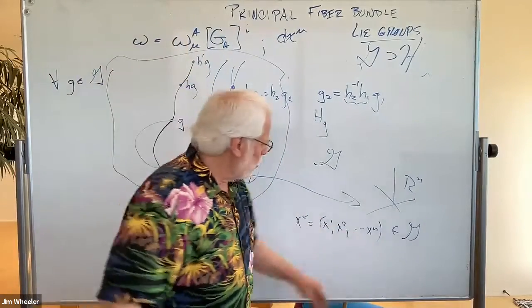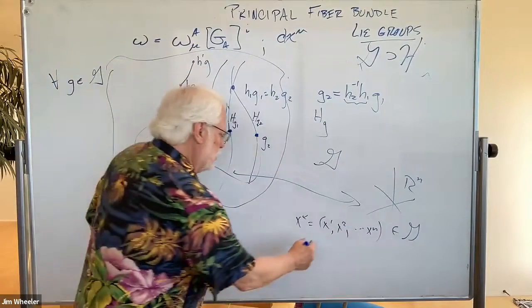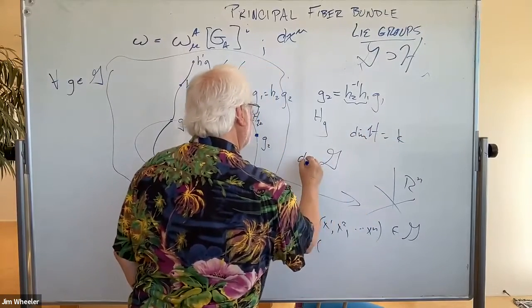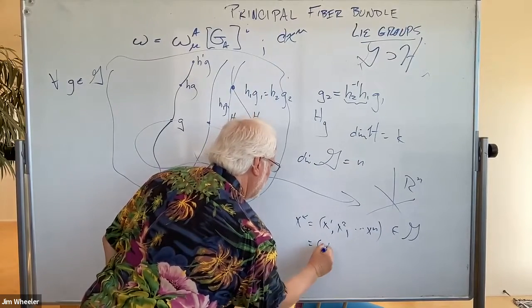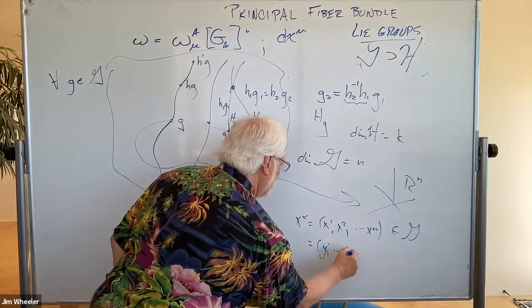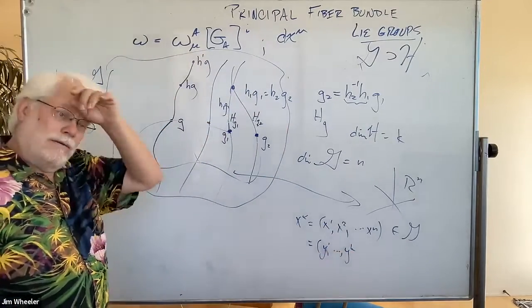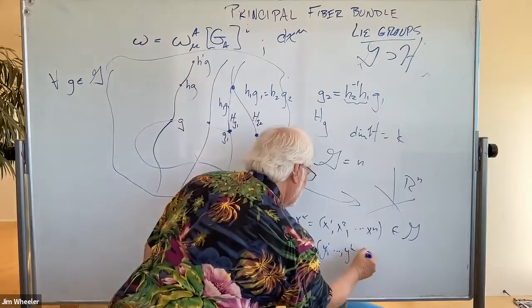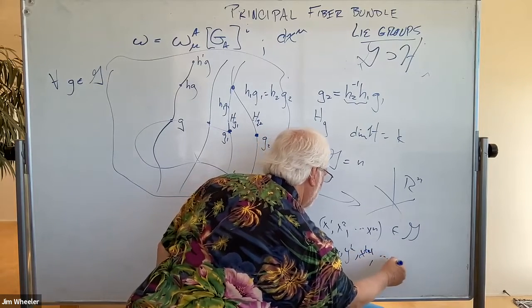Okay. So here are coordinates. But since H is also a group and therefore a manifold, you can choose the first... suppose the dimension of H is K and the dimension of G is N. You can choose, let's call them Y1 through YK, the first K elements here, to be coordinates on the fibers, because each fiber is a submanifold, so we can put coordinates on it. And then there are X(K+1) up to Xn.